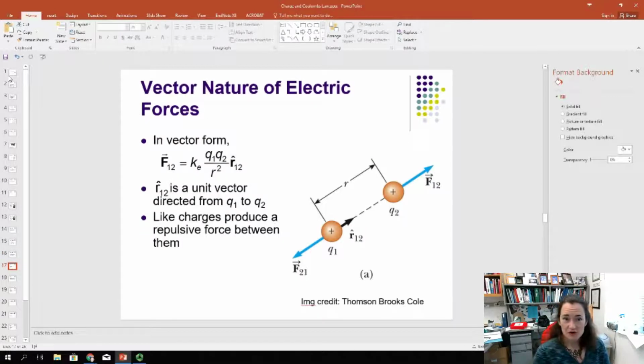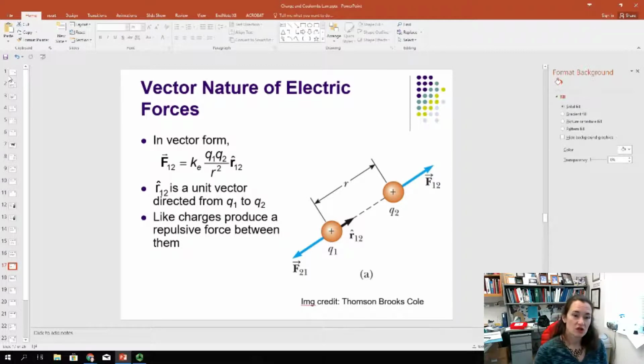Okay, so force is a vector. Generally how we write Coulomb's law is in vector notation. The equation before just gave you the magnitude of the force. So in vector form, you would put your force vector with either the arrow on the top or in bold or both to indicate that it's a vector.